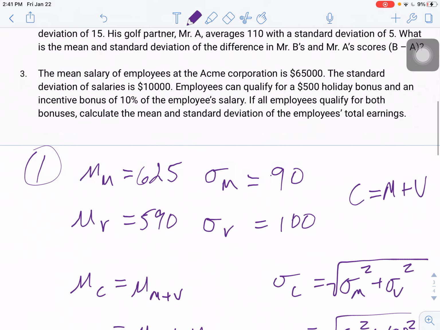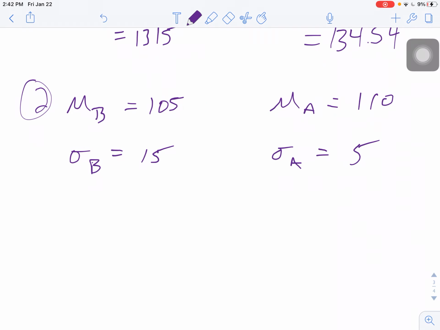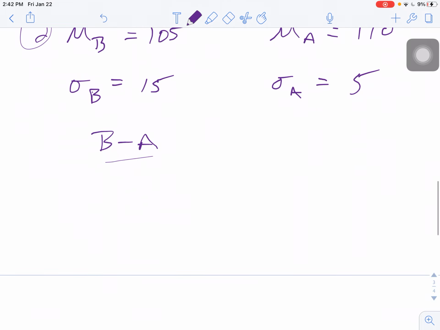So 105 and 15 for the mean and standard deviation of B. And then this was 110 and 5 for A. All right, and what we're trying to figure out is B minus A, right? So we're trying to combine those random variables, but this time we're using subtraction. So what we're trying to figure out is the mean of B minus A.